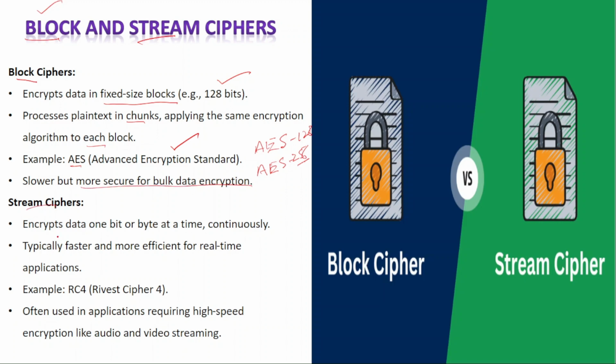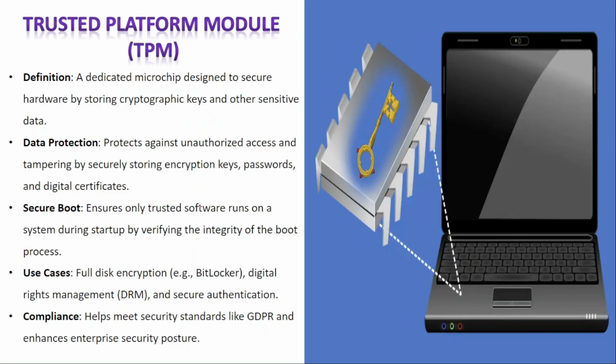And the stream cipher encrypts data one bit or byte at a time continuously, typically faster and more efficient for real-time applications. So remember the keywords: stream cipher is efficient for real-time applications. So what are real-time applications? Such as audio or video conferencing, where everything takes place in real time. An example is RC4, Rivest Cipher 4, often used in applications requiring high-speed encryption like audio and video streaming, as I already described.